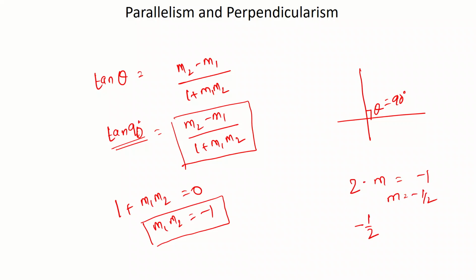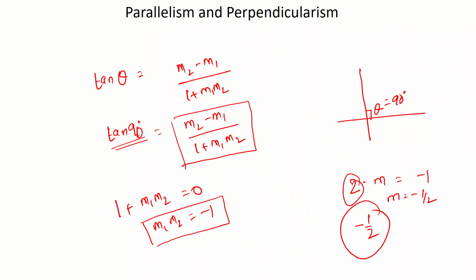So suppose that you are given a straight line whose slope is, say, 2. Then to find another line which is perpendicular, which forms a 90 degree angle with this line, you have to do two things: take the reciprocal and change the sign. So reciprocal, change sign.